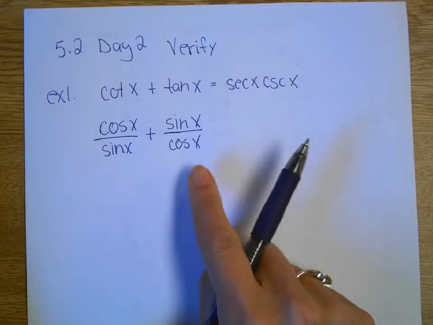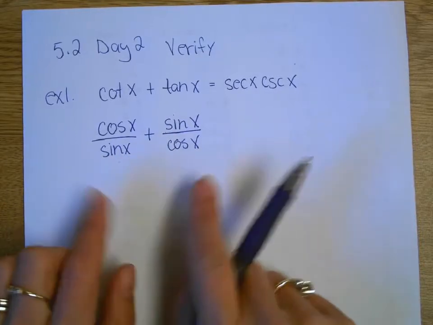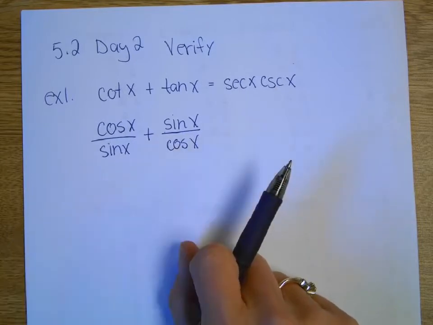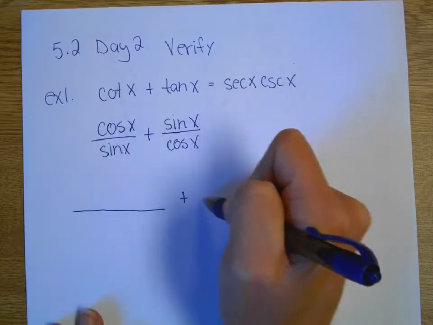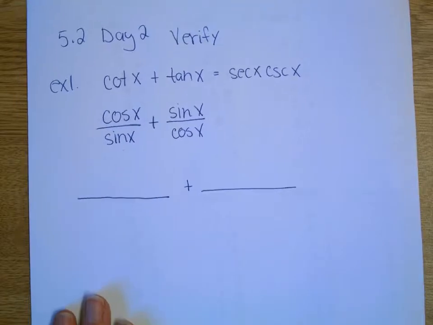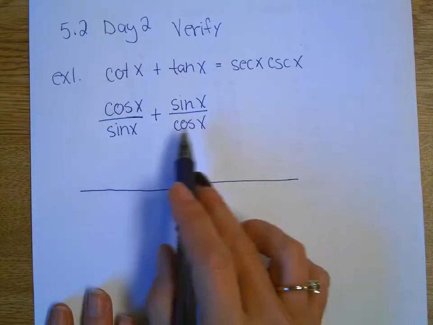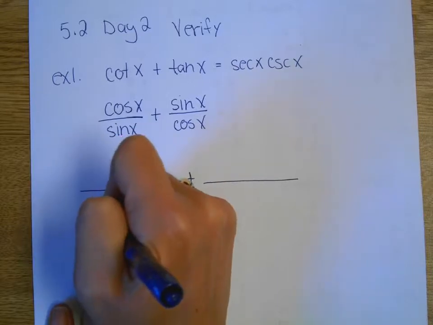All right. So I've got two fractions here. What's the only thing I can do with two fractions? Combine them. Add them together. I'm going to add these two fractions. What do I need in order to add fractions together? Common denominator. So I'm going to make two fractions out of these and then bring them together as one fraction. What is my common denominator? Cosine. Yep. You can multiply the two denominators together to get the common denominator. So it's sine times cosine.